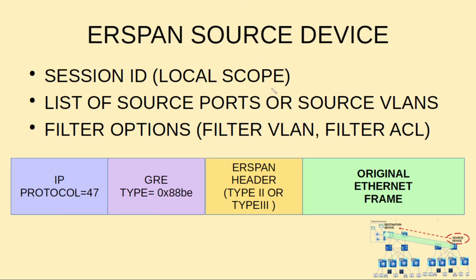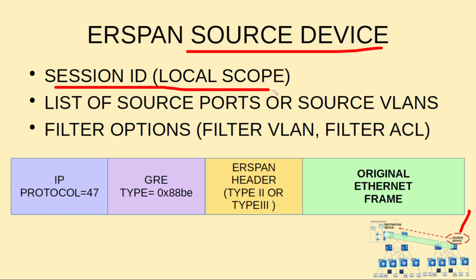Now, remember that in order to configure ERSPAN, we need to work with a source device and with the destination device. We are going to focus now on the source device. Within the source device, we are going to configure a monitor session with an ID. Remember that this number has a local scope. It does not travel over the network. Actually, you could use different numbers on your source device and destination device to identify this monitor session, although it is a good practice to use the same number.